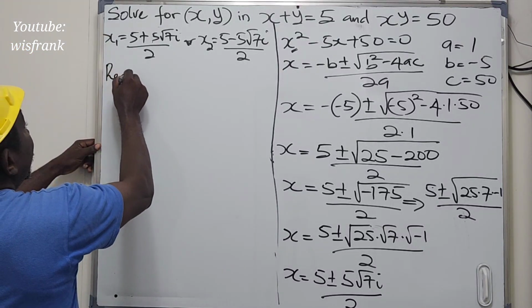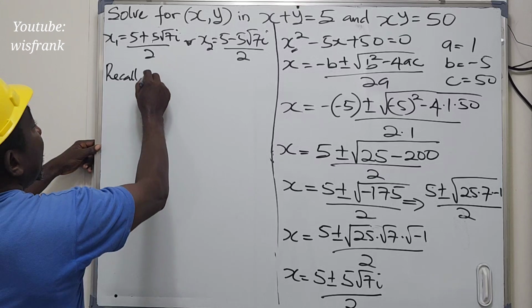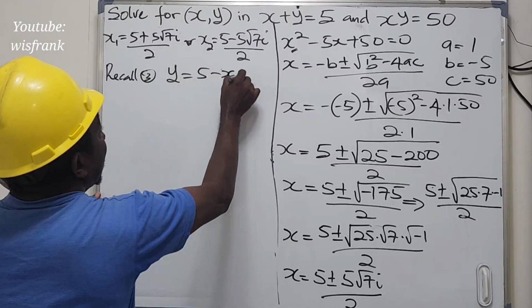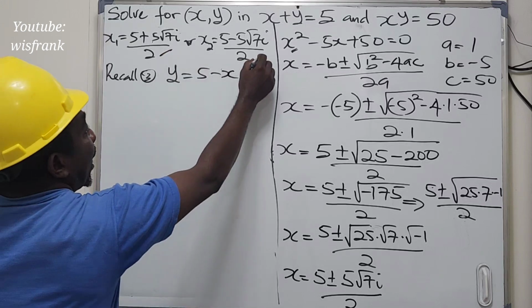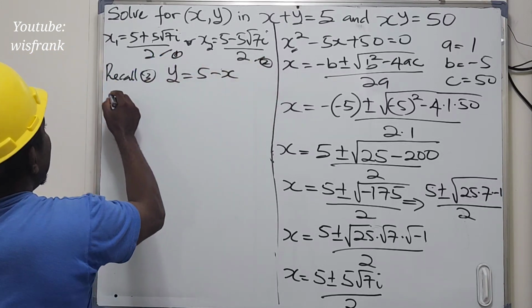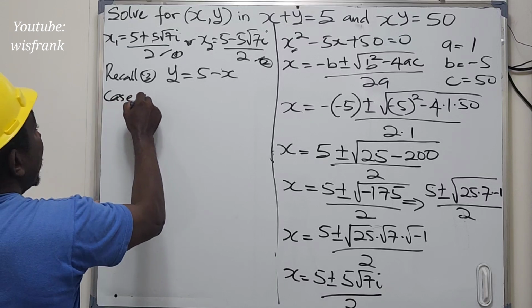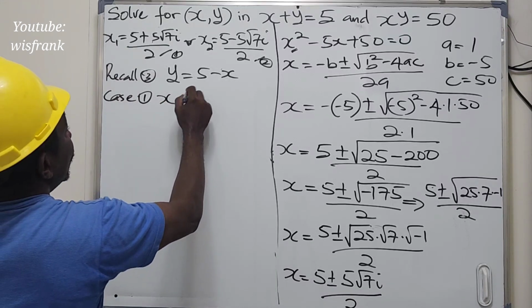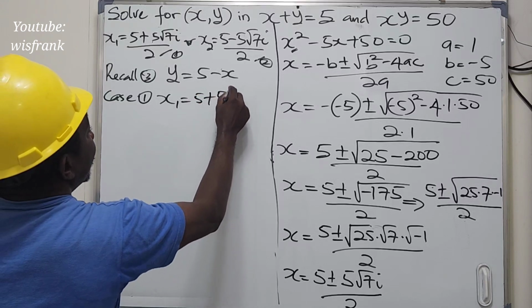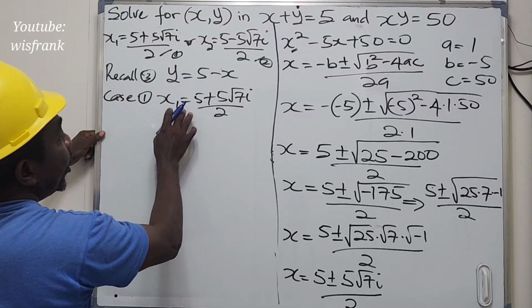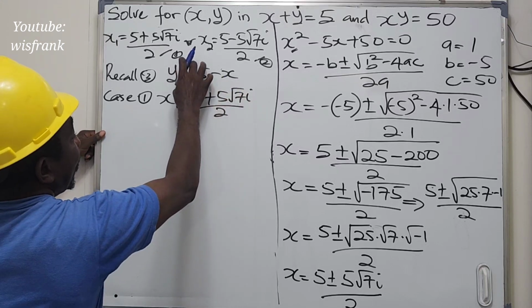We recall that from equation 3, we had that y equals 5 minus x. So let's call this case 1 and let's call this case 2. Here for case 1, when we have x equals x1 equals 5 plus 5 root 7i all over 2, we are going to substitute the value of x in this equation 3.